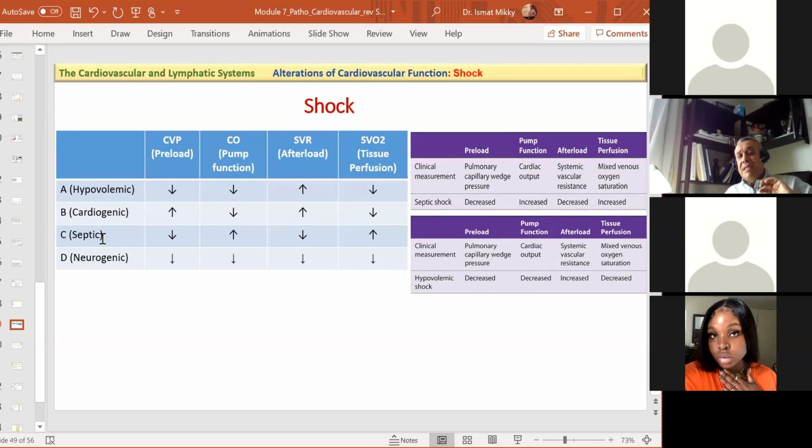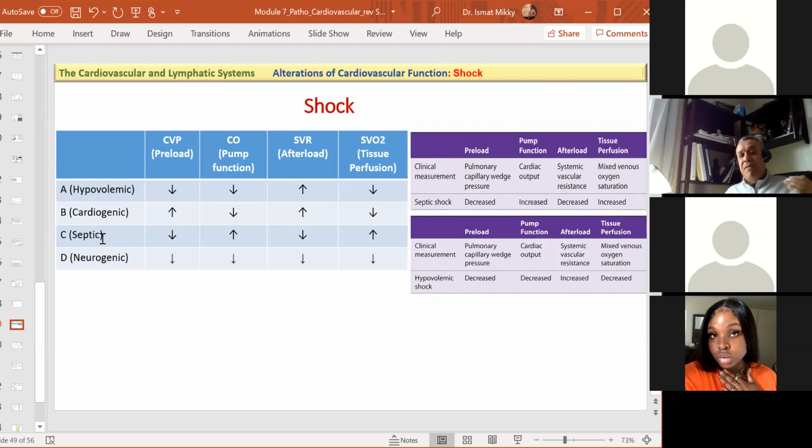So the CVP measures the preload, the blood return to the right atria. Cardiac output, we know what it is. It measures the pumping ability of the myocardium. And then the SVR is the resistance in the vascular system, so it measures the afterload. And then the tissue perfusion will be measured by the SVO2.